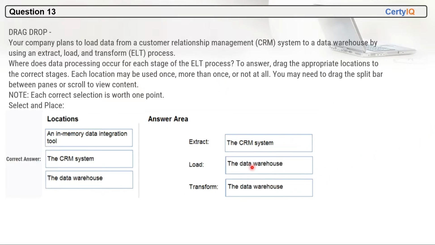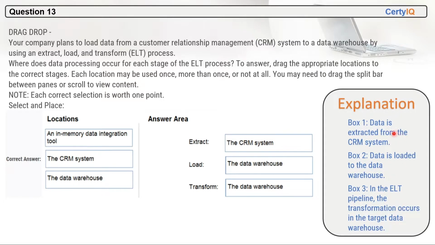We are going to use the data warehouse two times. They already said a location can be used more than once or not at all, right? So that is why we load into the data warehouse, and the transformation will also occur at the data warehouse. We are not using this one. This is not correct. These are the correct options, right? Data is extracted from the CRM system, data is loaded into the data warehouse, and as this is an ELT pipeline, the transformation occurs in the target data warehouse only. So these are the correct options.